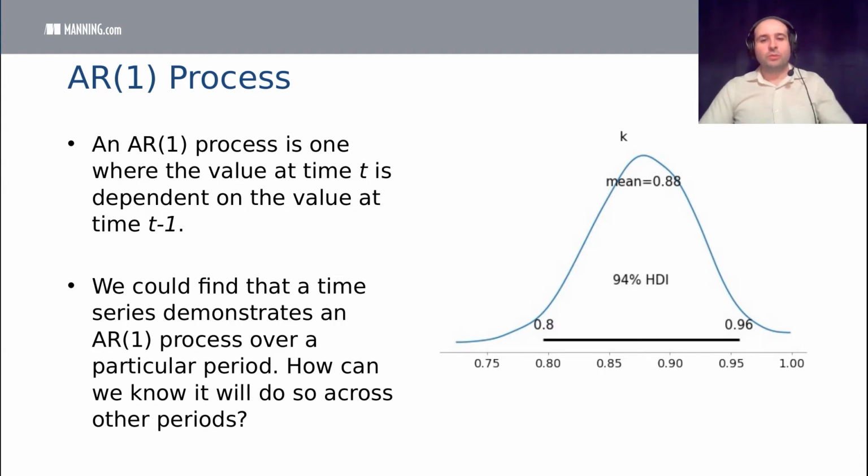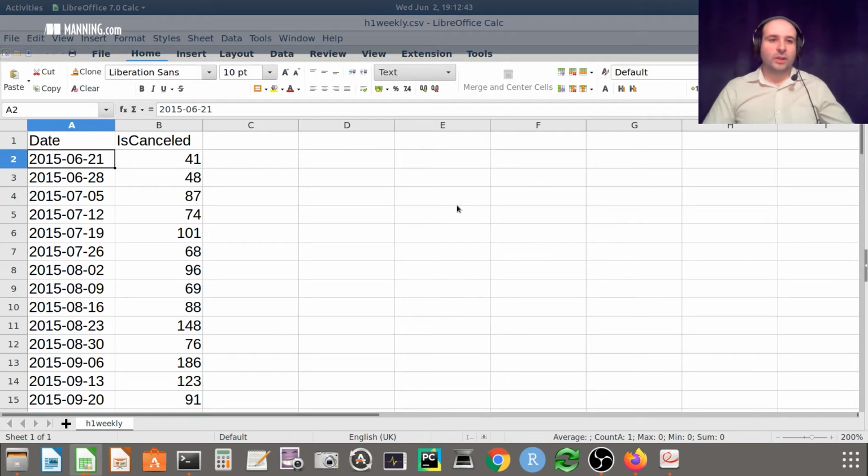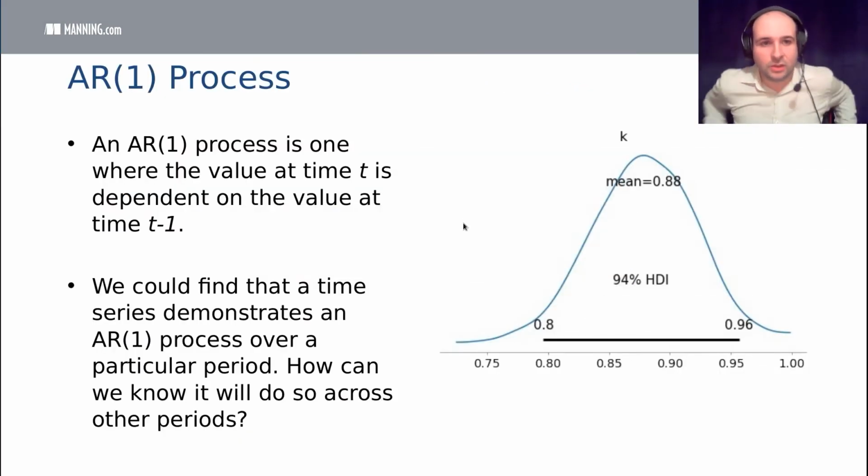But how do we know that this time series will always follow an AR1 process? For example, we might find that from 2015 to 2017, it does follow this process, but we can't be sure whether it will across other time periods, for example. And what PyMC3 can be used to do is, again, to generate multiple simulations of that time series to see if during different time periods, the AR1 process might still stand.